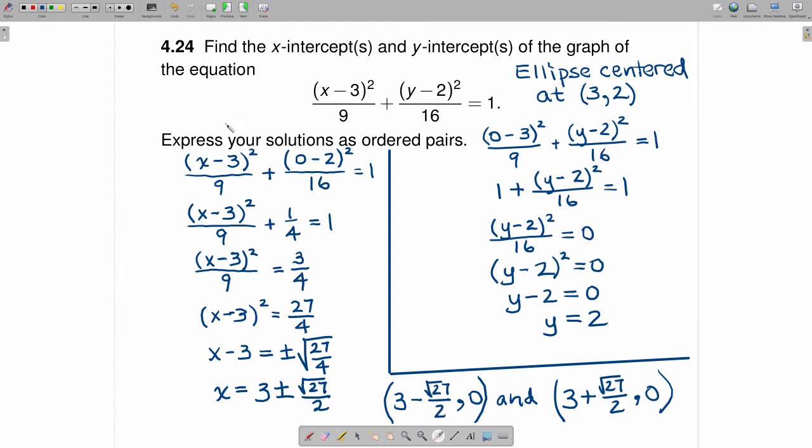So finally, to express the solution as ordered pairs, there is only one y-intercept, and it is (0, 2). So again, the ellipse centered at (3, 2) strikes the x-axis at 2 points, and there they are, and then it just comes in and just barely hits the y-axis at 1 point, and that y-intercept is (0, 2).